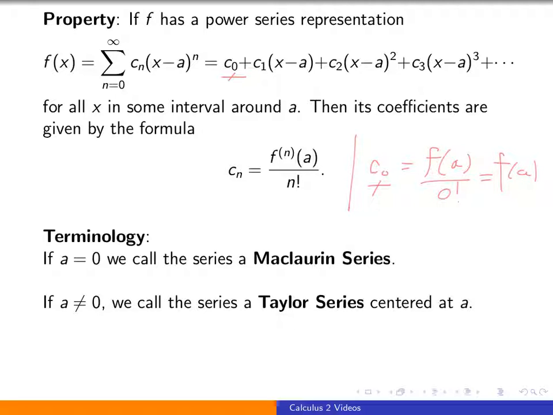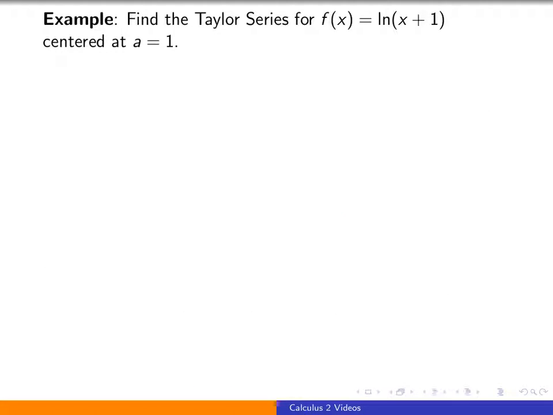And a bit of language: if we are centered at a equals 0, we refer to it as a Maclaurin series. If we're centered at an a value not 0, we call it a Taylor series. So let's determine a Taylor series representation for the function natural log of x plus 1 centered at a equals 1. So recall the formula. The natural log of x plus 1 is equal to the sum from n equals 0 to infinity of the nth derivative of f evaluated at 1 divided by n factorial, times x minus 1 to the n.